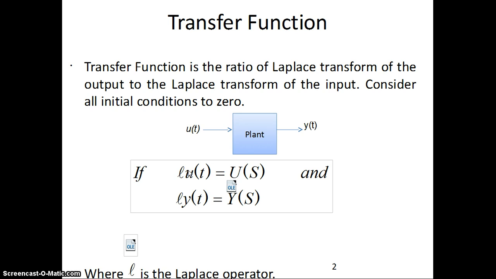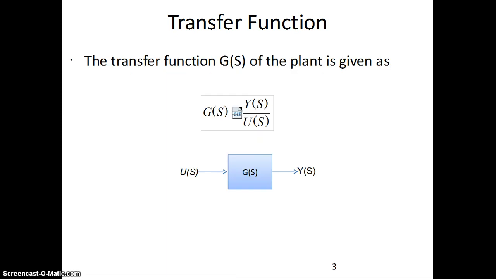So here we should take all the initial conditions to be 0. If you are taking u of t for the plant, u of t becomes u of s, and the Laplace transform of y of t is y of s, and we release the Laplace operator. The transfer function of any plant should be written as g of s is equal to y of s by u of s. Here u of s is the input to the system and y of s is the output of the system.